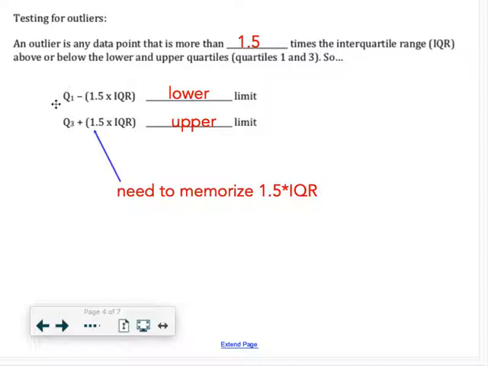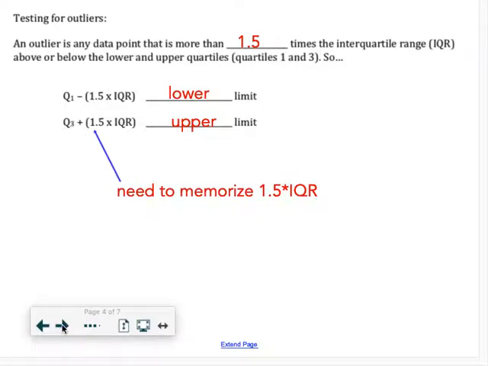You would take quartile 1 minus 1.5 times your IQR. That's known as your lower limit. How low can my data set be before a new piece of data is an outlier? And then the upper limit is found by taking quartile 3 plus 1.5 times the IQR. So you need to commit to memory 1.5 times IQR. Again, IQR was the interquartile range that we would subtract to get the IQR.